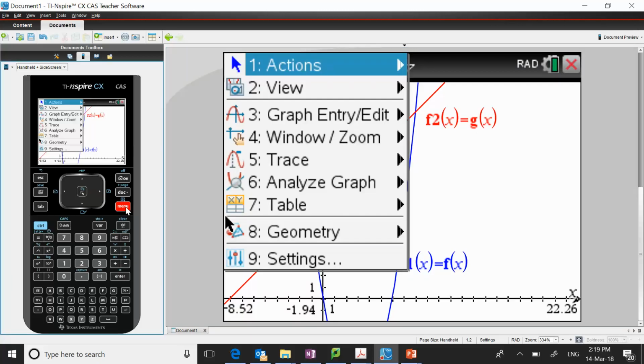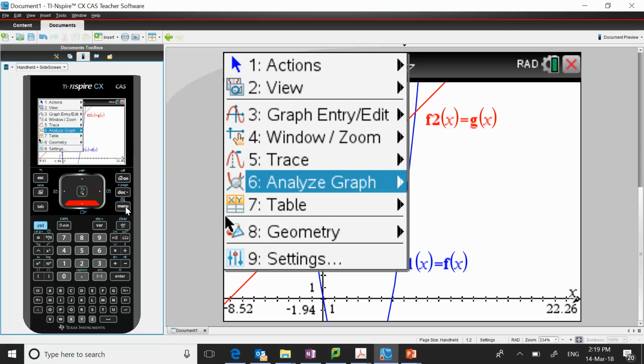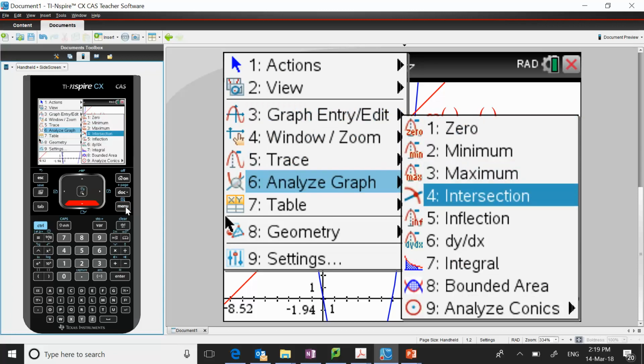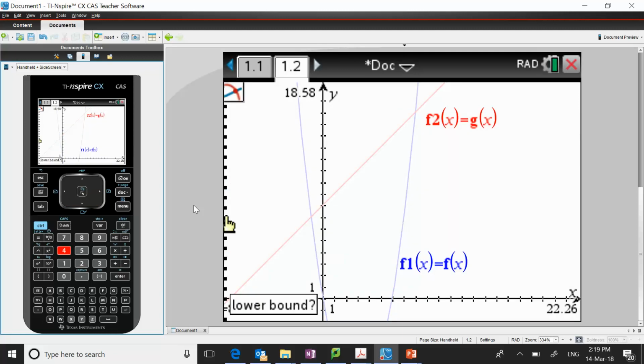Menu. In our case here, we want to analyze the graphs. So number 6, and conveniently, there's the word intersection there. So if you go to 4, you'll get the same answers. If we go from the left-hand side, so we know the intersection is right here. You just got to choose a boundary. So if this is where the intersection is, just choose the left-hand side and right-hand side, and it'll tell you where the intersection is. So watch.